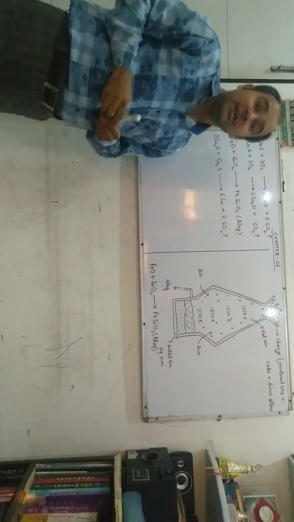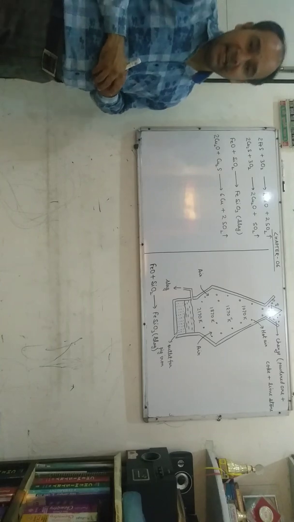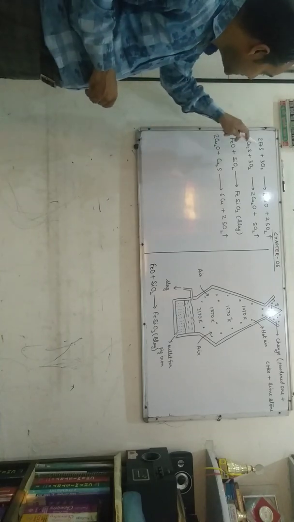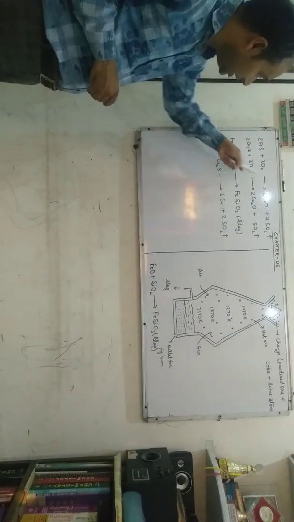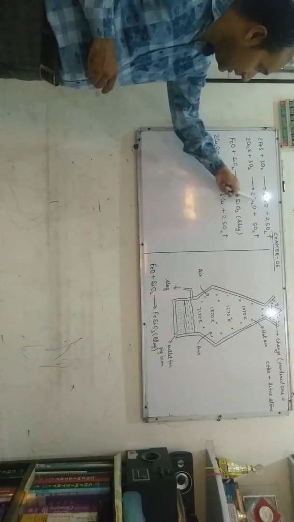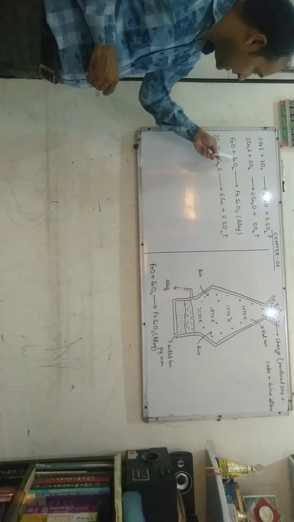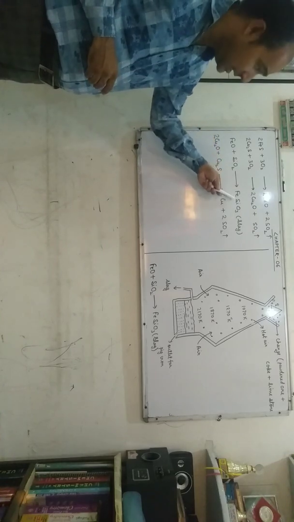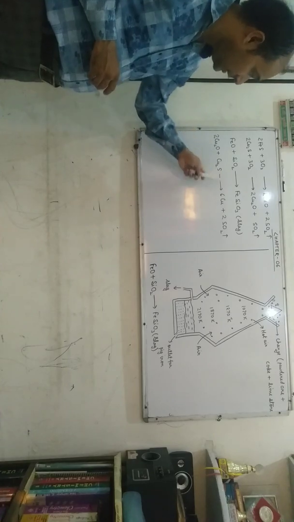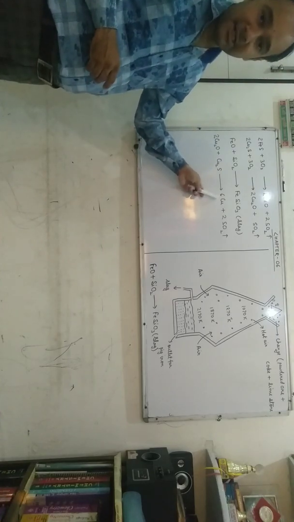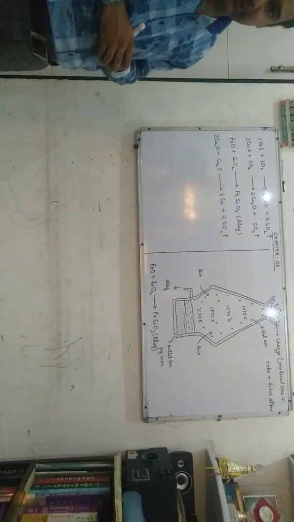Now the question is, why is copper matte put in the silica-lined converter? Student, copper matte consists of iron sulfide and copper sulfide, which on oxidation give iron oxide and copper oxide. Iron oxide combines with silica to form slag, which is an unwanted material, while copper oxide reacts with copper sulfide to give copper. That is why it is put in the silica-lined converter.